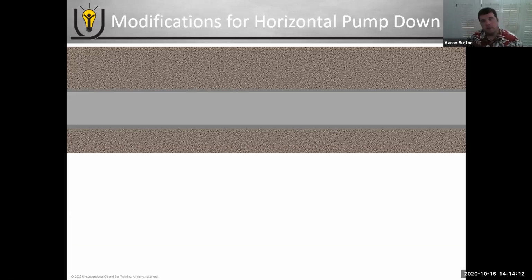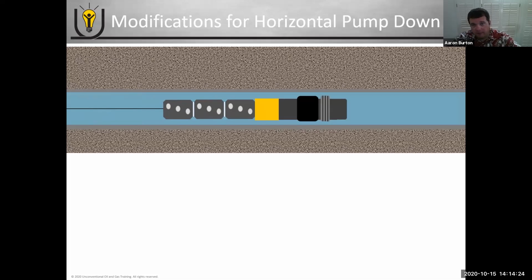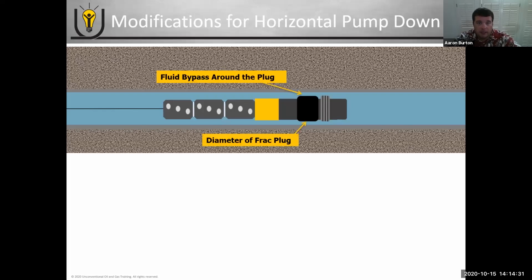So over the years, there have been several modifications to the composite plugs to make them easier to pump down in horizontal wells. So when you're looking at the assembly, there's a couple of different things you have to look at that can be problematic and make it more difficult to pump the plugs down. And that's going to be the amount of fluid bypass that's around the plug and the assembly, and also the diameter of the plug in the assembly.